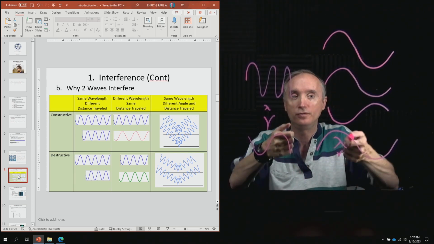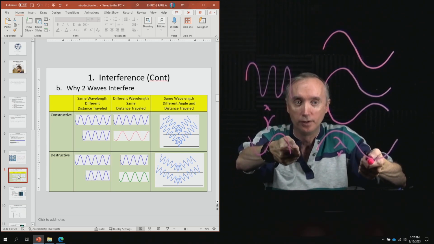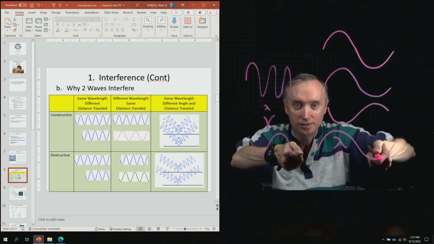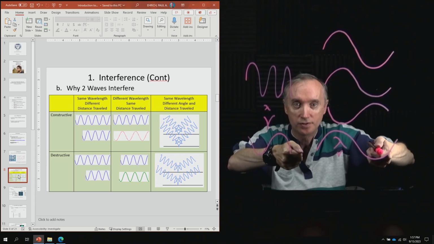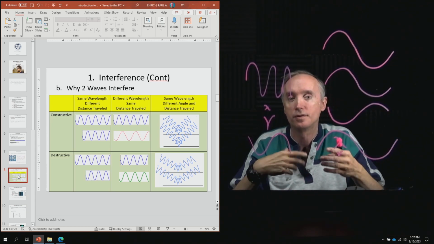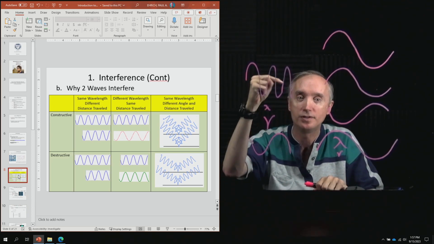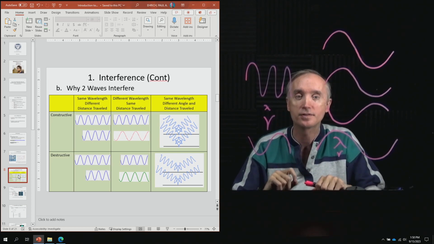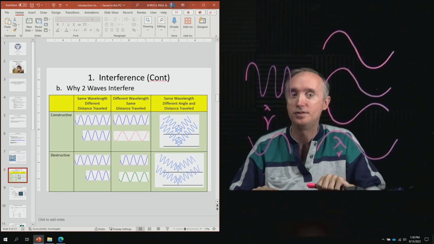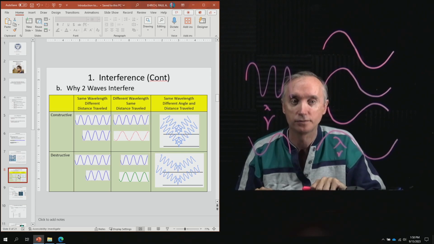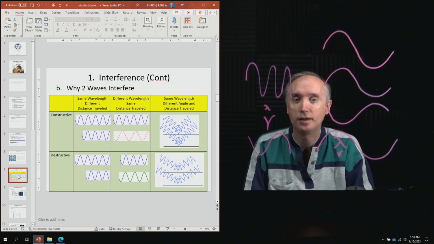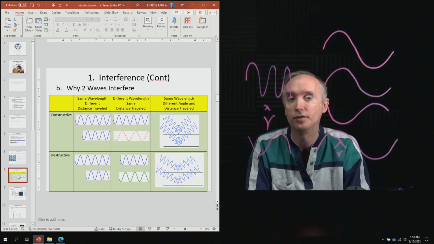You're going to take your two flashlights, so you get the blue one and then the green one, shine them on the wall, same distance this time, but notice this time the green one, because of the difference in its wavelength, is going down while the blue one's going up. So that's going to be destructive interference.